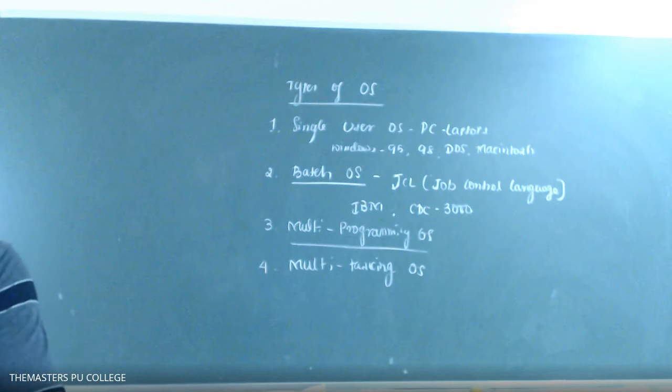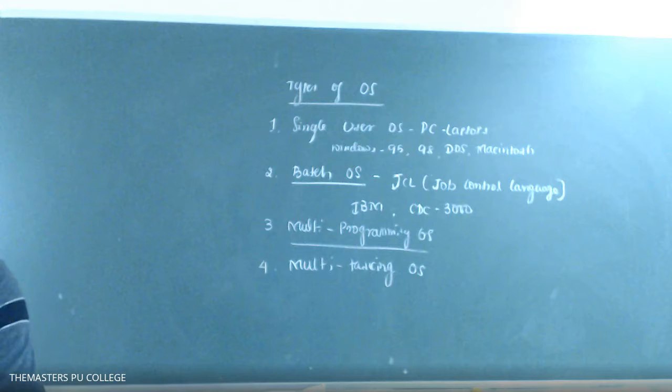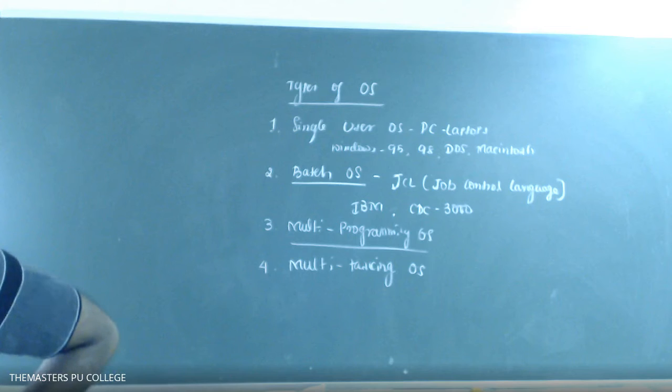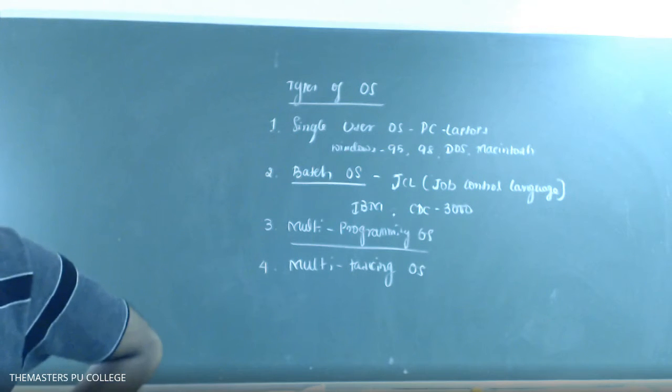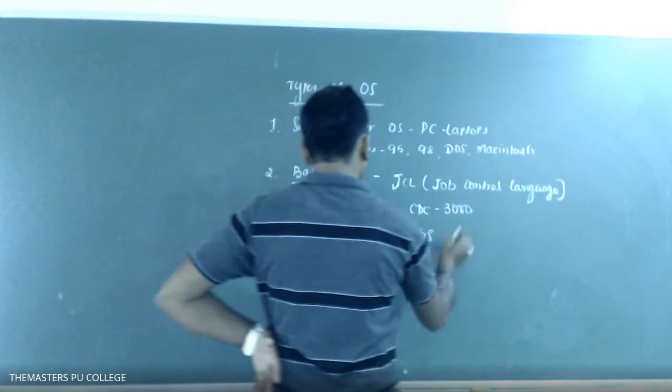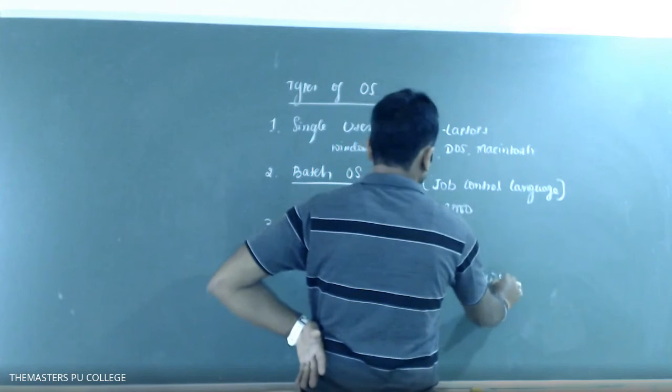A multitasking operating system is distinguished by its ability to support concurrent execution of two or more processes. Windows is multitasking, but not multi-user. Windows 98 is the best example.